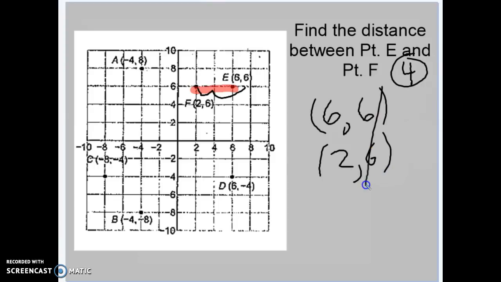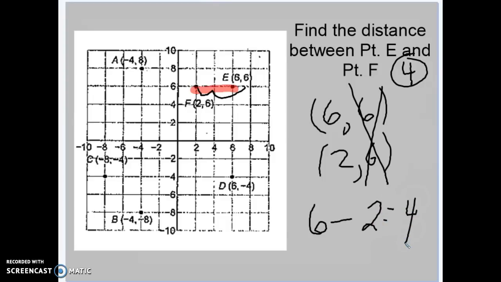So cross out the two that are the same. Both of the y values are the same. Now because both of these numbers are positive, we're going to find the distance between those two numbers. So how far is 6 from 2? So we're going to do 6 minus 2 gives me 4.